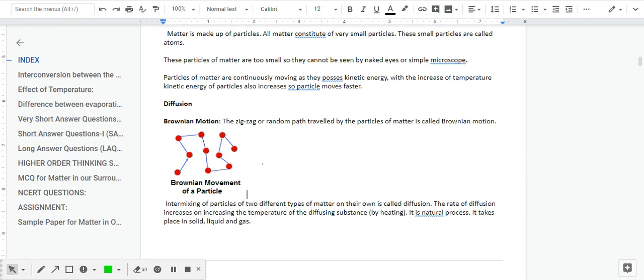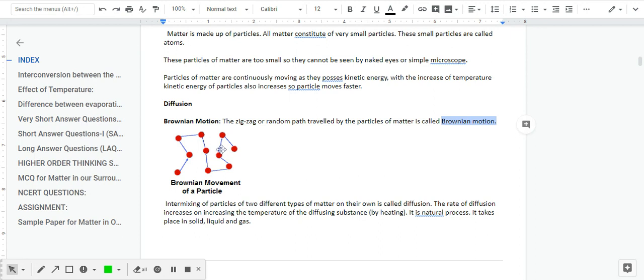So this kind of movement is known as zigzag movement, and this process of zigzag movement of the particles of matter is known as Brownian motion. This is the most important point that I am explaining here. The zigzag or random path traveled by the particles of matter is known as Brownian motion. It can happen mostly in gases, it can happen in liquids also, but least in solids. Why?